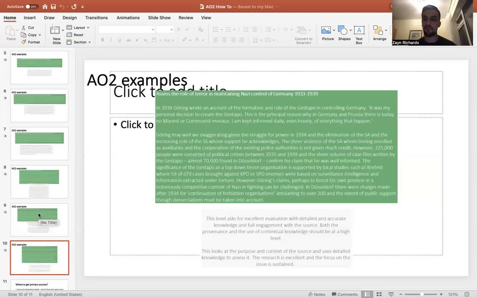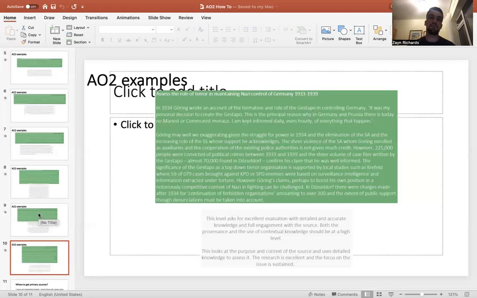Although actually, they do have a bit earlier where they said the sheer violence of the SA whom Göring enrolled as auxiliaries. That bit would also apply. So I think they could have potentially taken the provenance even a little bit further. So really going into scrutiny as to how Göring was trying to boost his own position. How was it a notoriously competitive context?